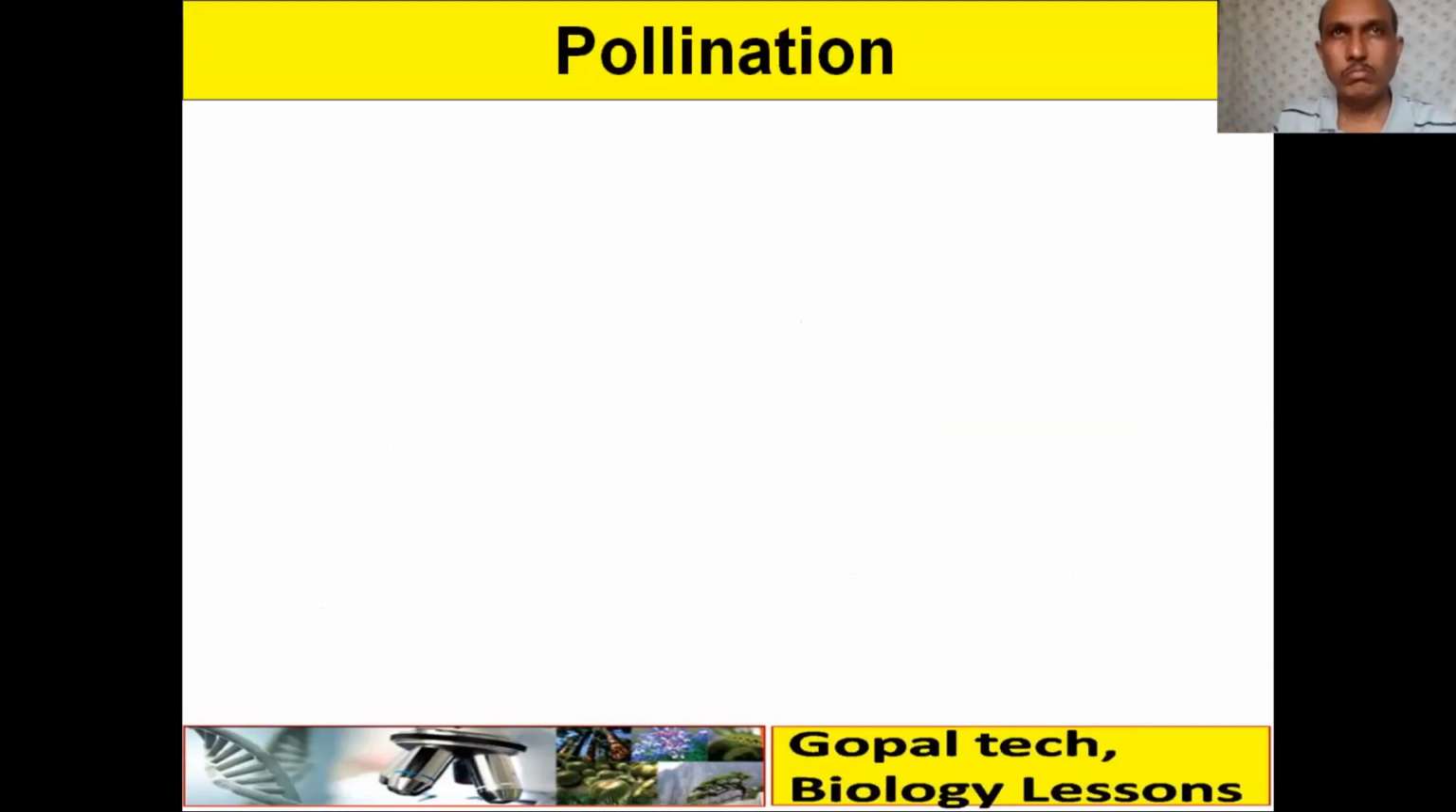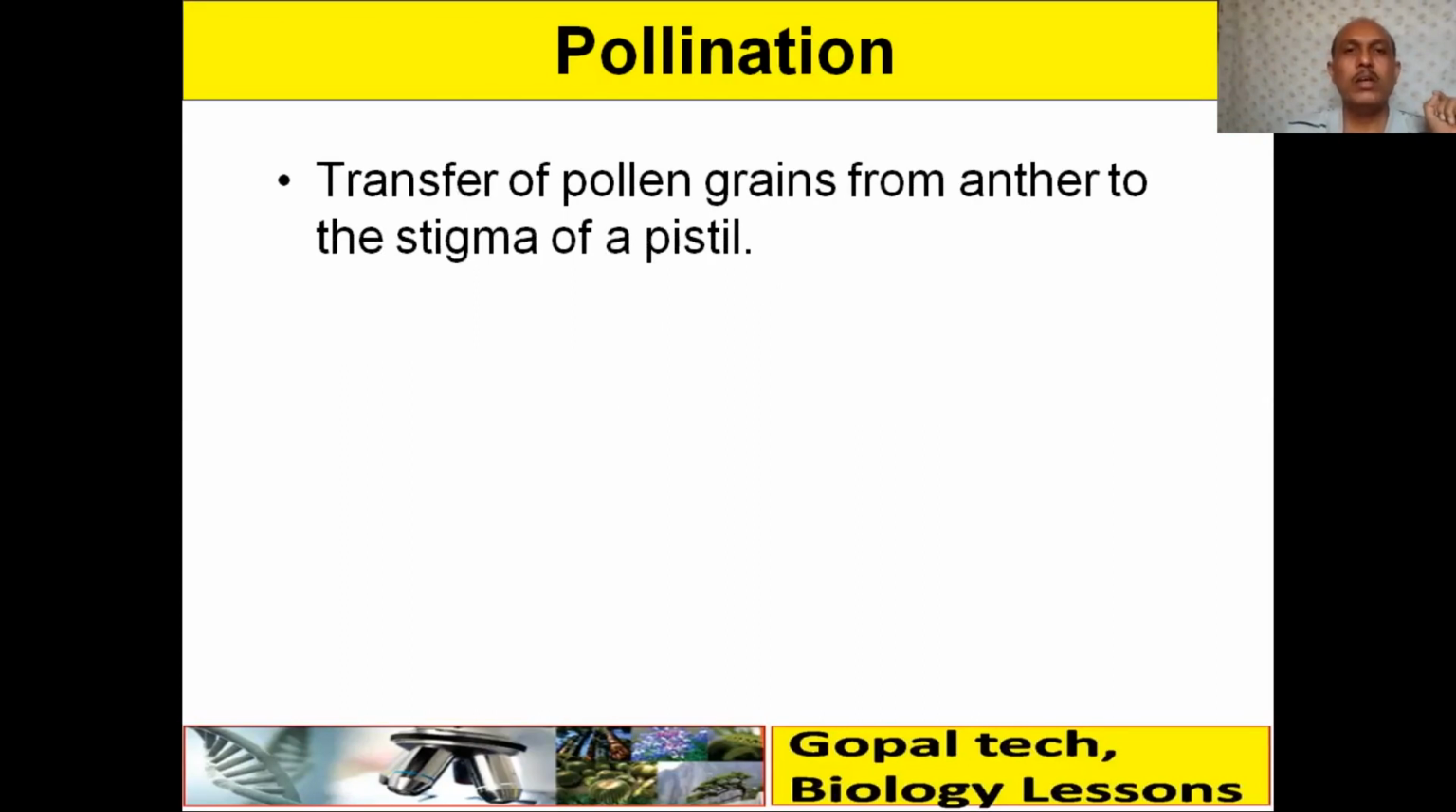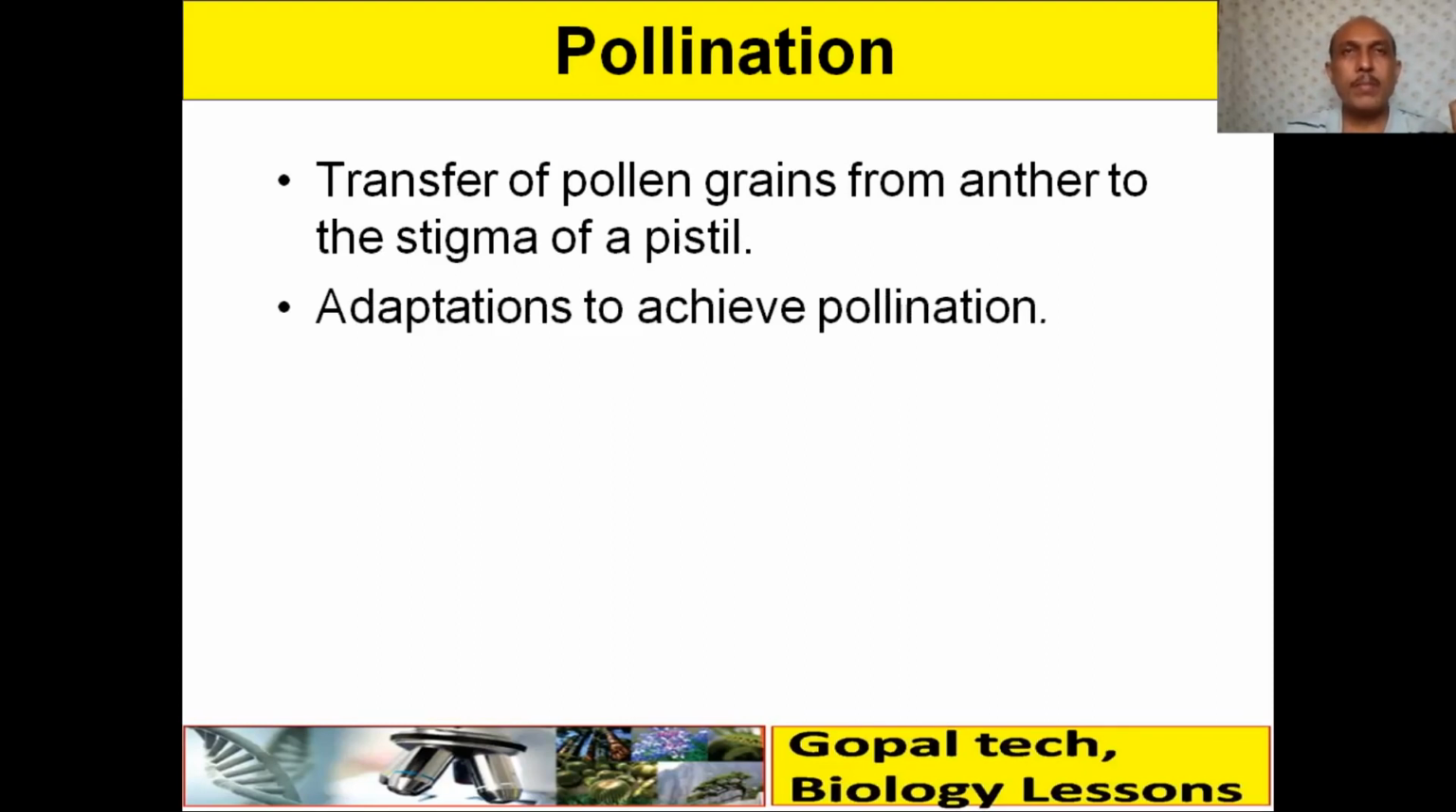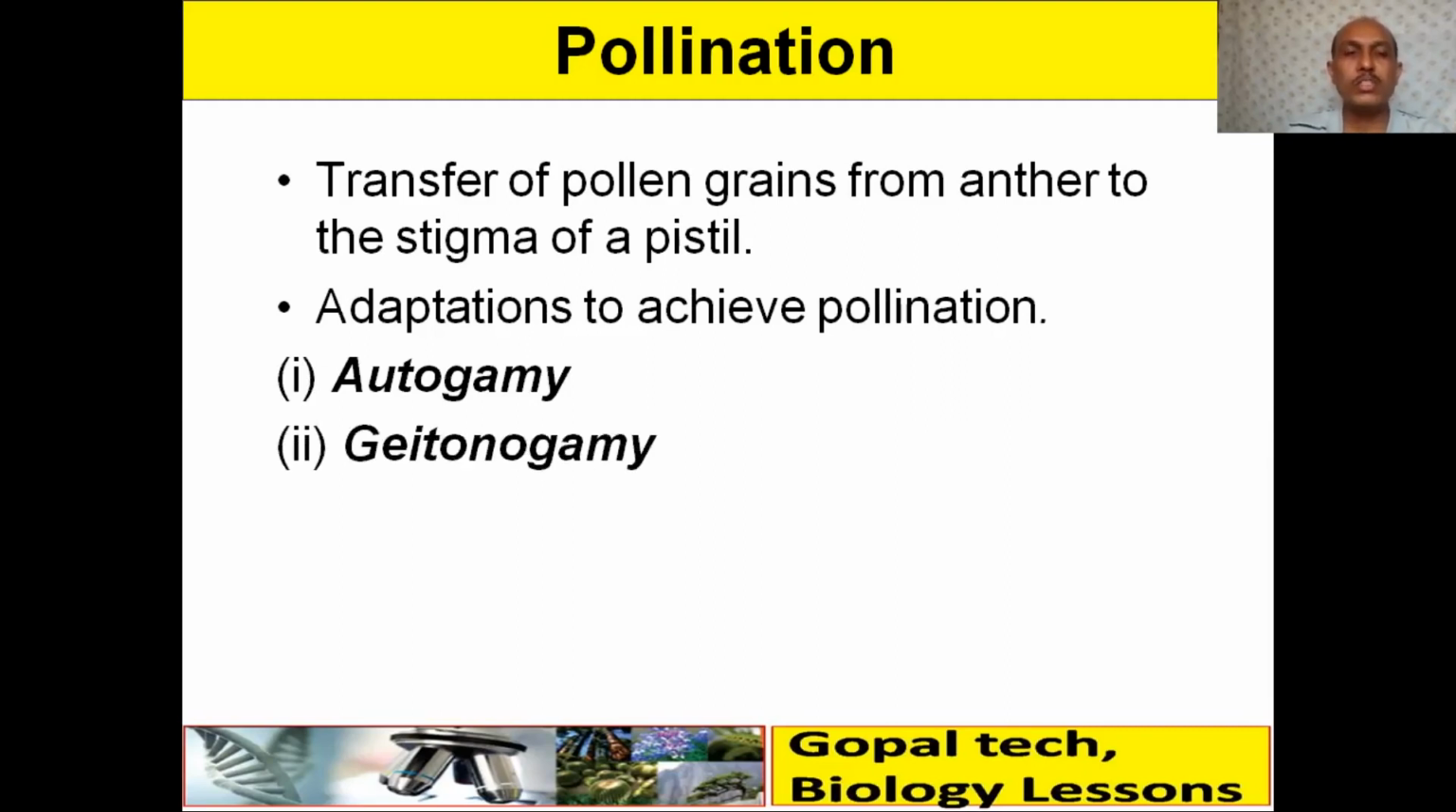Now once the pollen grain is developed, male gametophyte, and the female gametophyte is developed, now ready for the next process, pollination. Transfer of pollen grains from anther to the stigma of the pistil. Adaptation to achieve pollination, there are types of pollination: autogamy, that is self pollination, geitonogamy and xenogamy, that is cross pollination. So there are 3 types of pollination.